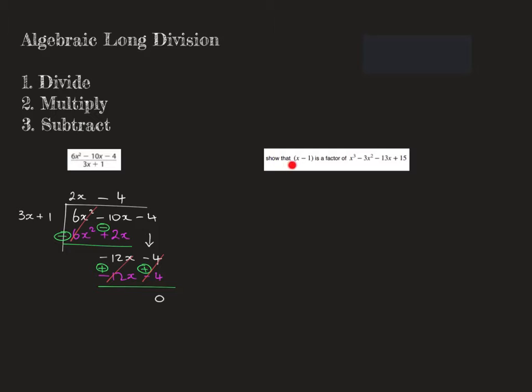So it says, show that x minus 1 is a factor of x cubed minus 3x squared minus 13x plus 15. So cubic functions, typically you don't really deal with cubic functions all that much for junior cert, but for leaving cert they do come up. So we'll just go into that now. So we'll just lay this out. So we're showing that this here is a factor of this.